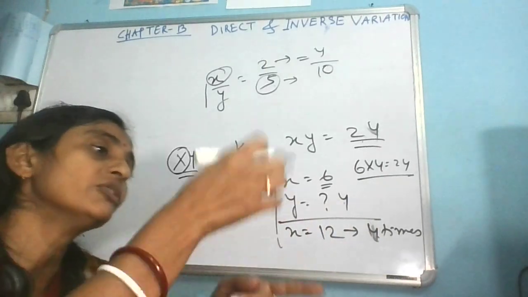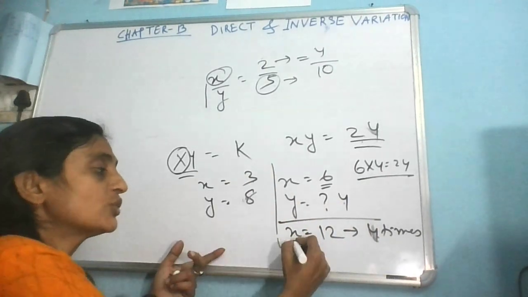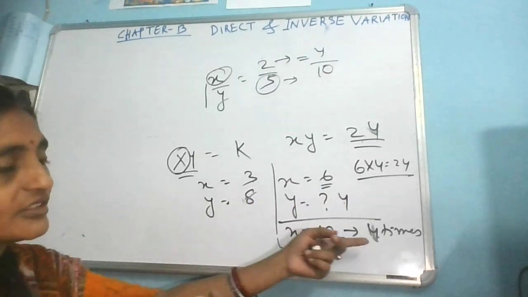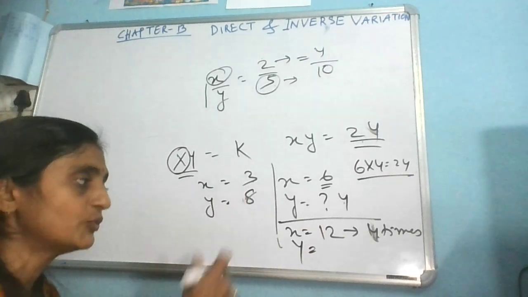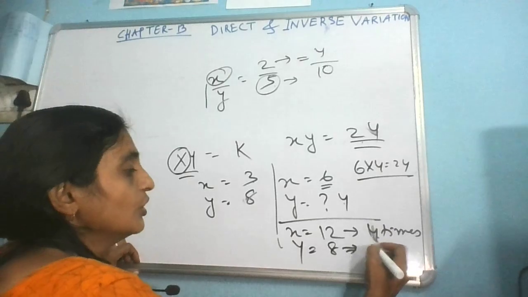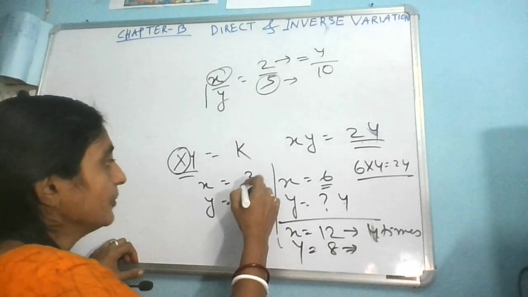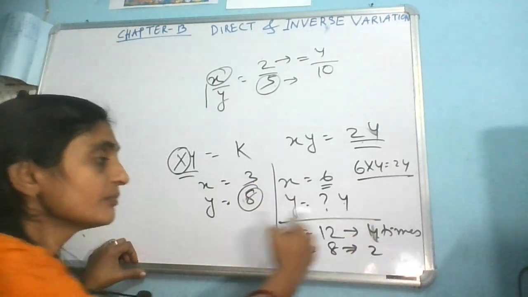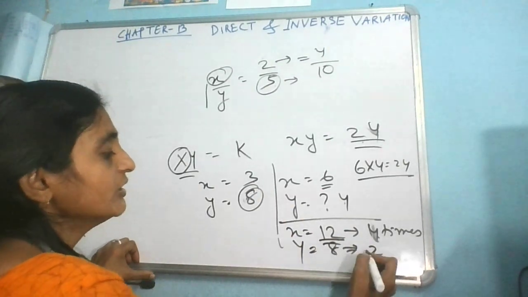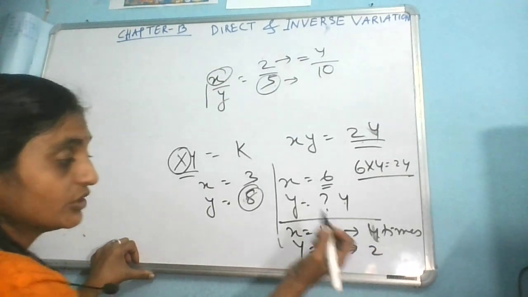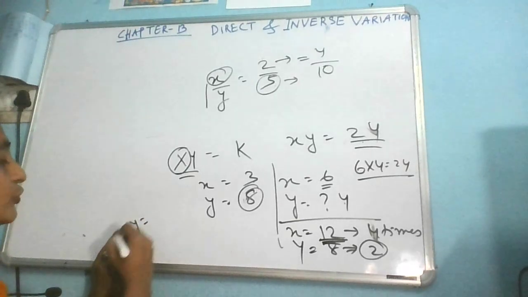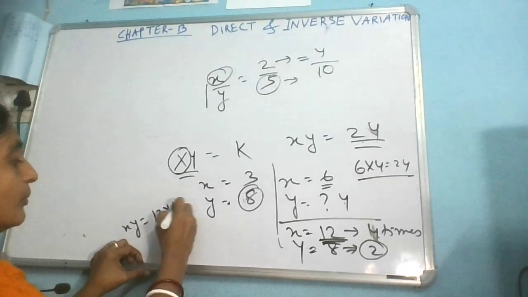So the reverse thing will happen with y. As x was increased by 4 times, y will be decreased by 4 times. As it was 8, it will be divided by 4 and will become 2. So if we are taking x equal to 12, then y will become 2. Why? Then only the product of x and y will become 24.